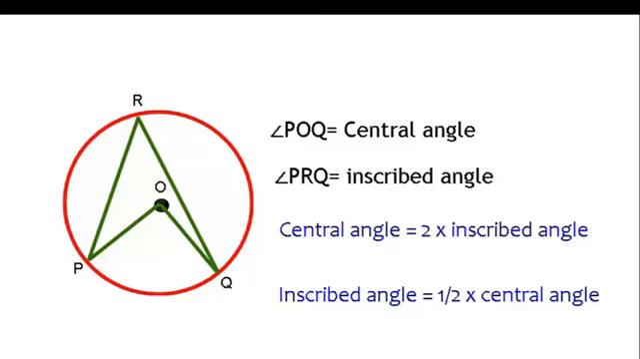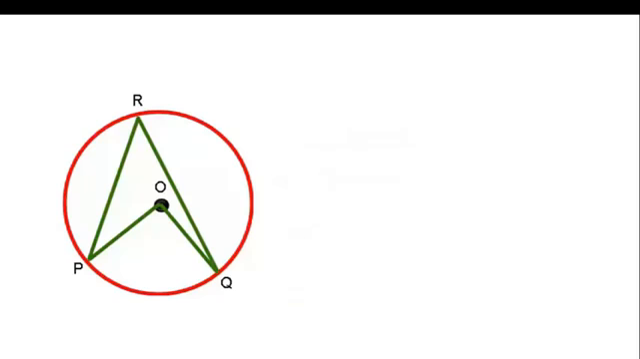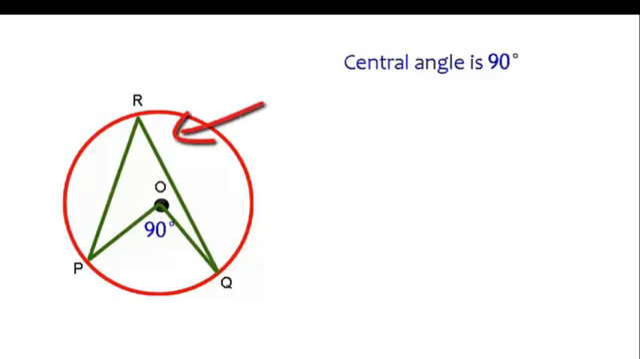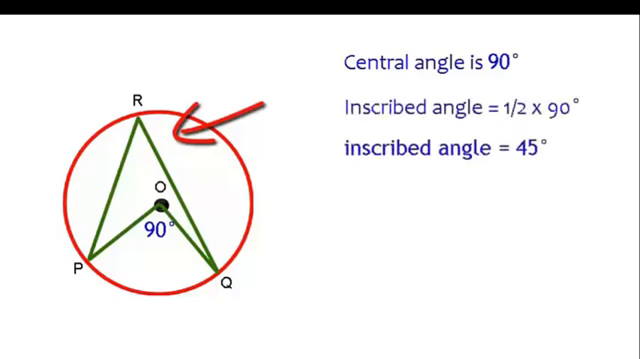Well, let's have a look at this example. For instance, if the central angle POQ is 90 degrees, the inscribed angle is half times the central angle. So inscribed angle PRQ, half times 90 degrees, is 45 degrees.